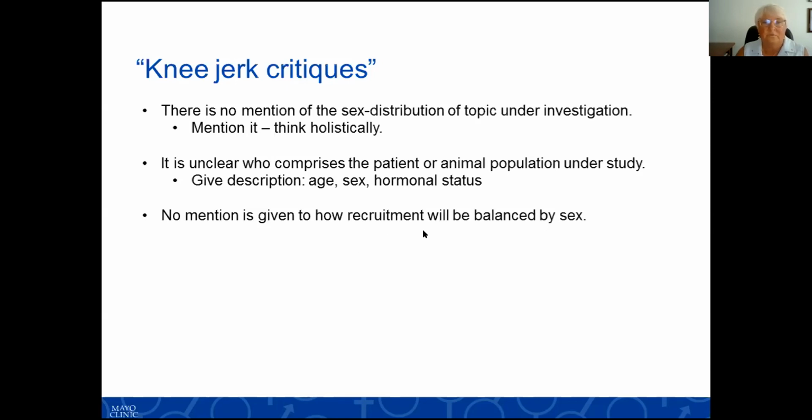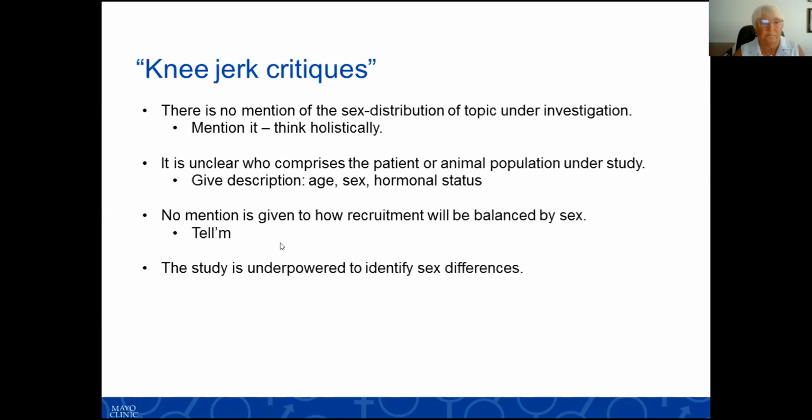No mention is given of how recruitment will be balanced by sex. Well, you know, if you're recruiting for a certain condition, where are you going to recruit? As they come into the emergency room and the physician's office, or you're going out into the community? Where do individuals go if there's a difference in terms of frequency to a gym or to a hair salon or a barber shop or a dental office or some activity? Do you have to have recruiting materials specific to sex? And if there's no mention, tell them what you're going to do.